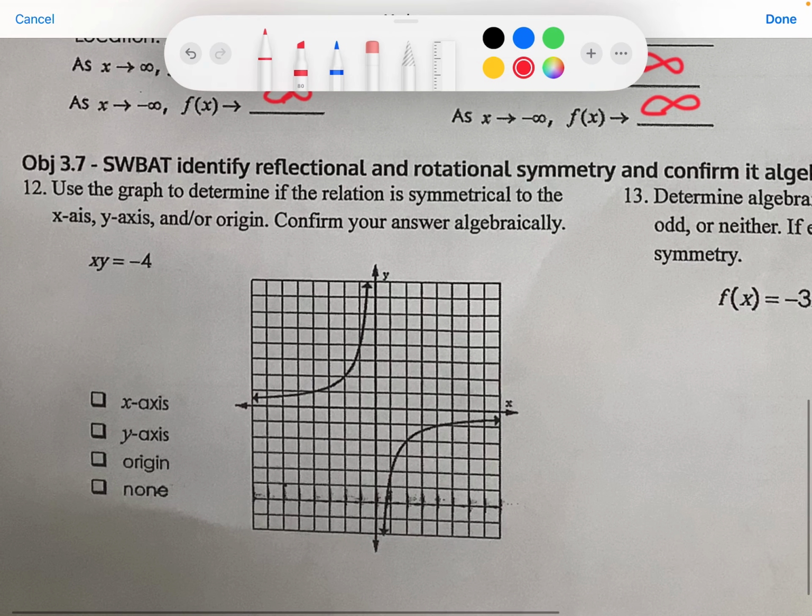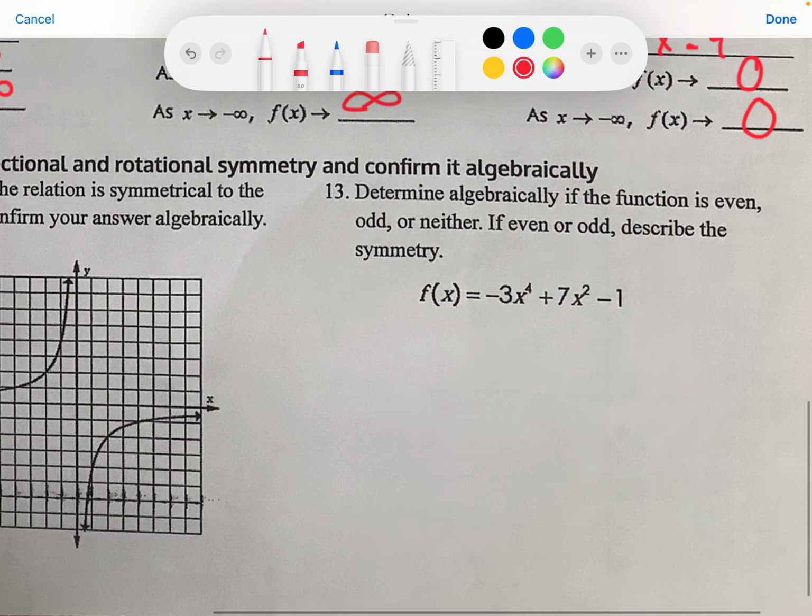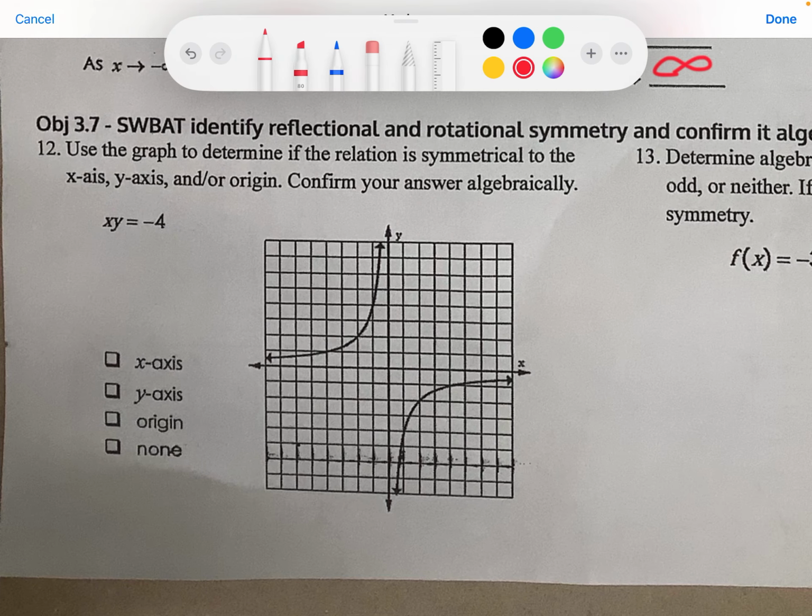All right, last two. We're on objective 3.7, identify reflection and rotational symmetry and confirm it algebraically. So notes for this. There are 3 types of symmetry. There's x-axis, y-axis, and origin symmetry.